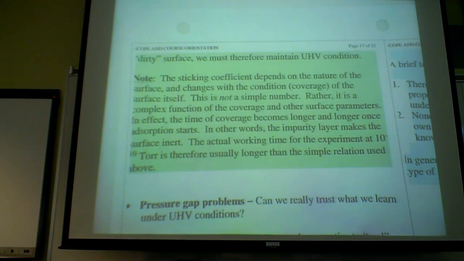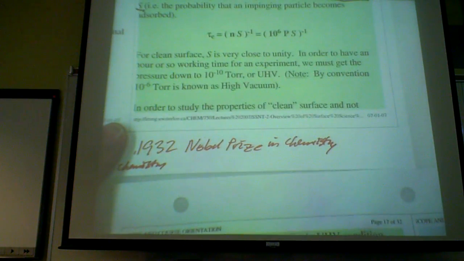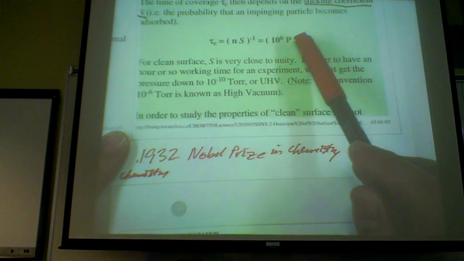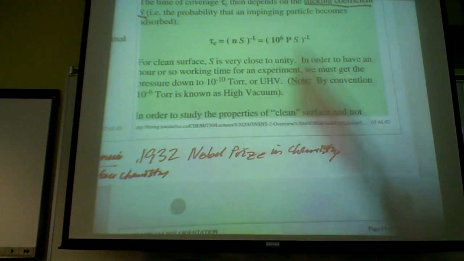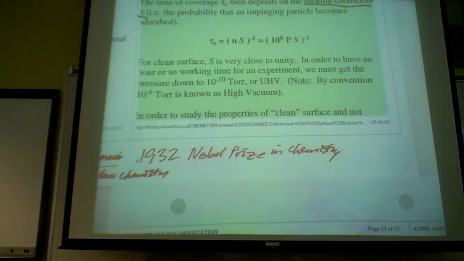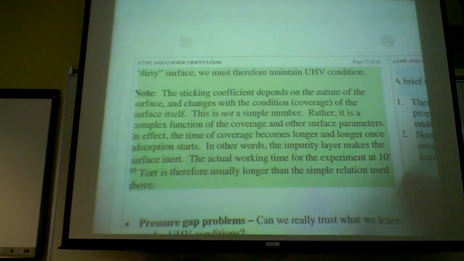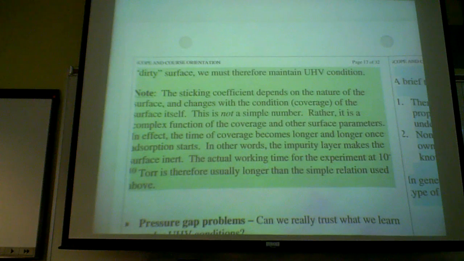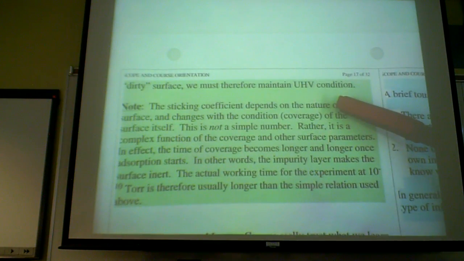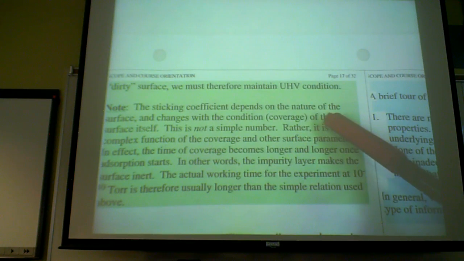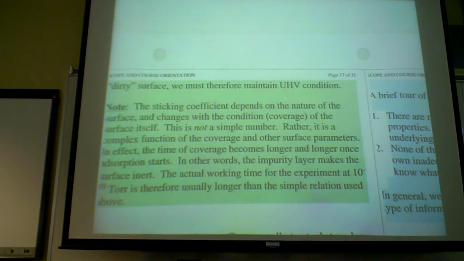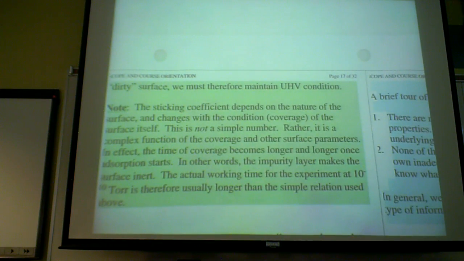So I just point out here in the notes that your residence time depends on the sticking coefficient, right? Here it is 1 over 10 to the 6 p times the sticking coefficient. If the sticking coefficient is coverage dependent, so once you have a little bit of dirt on it, or the particle that you want on it, your sticking coefficient will become smaller, and then the amount of time you have will become longer. So in fact, your sticking coefficient is a complicated number. It's a function of the coverage. It depends on the condition of the surface itself. It is not a simple number. It's not a constant either.